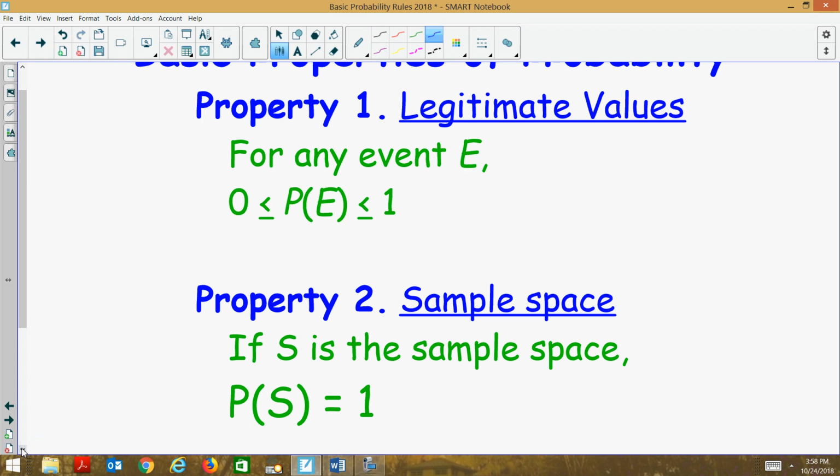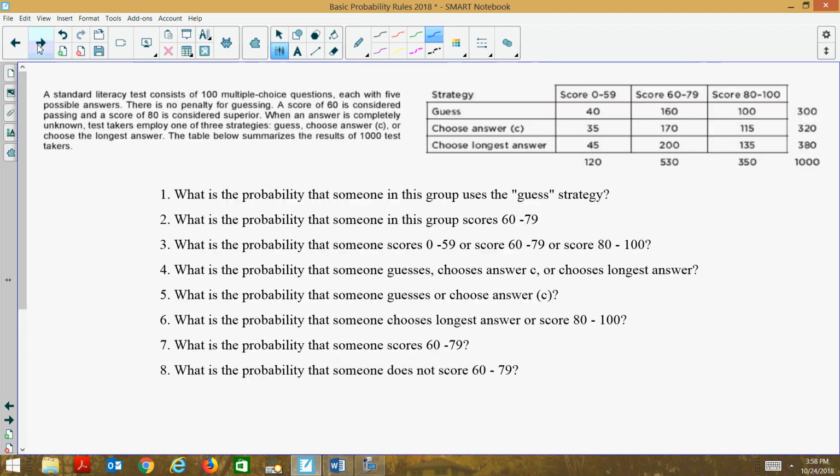The second thing is the sample space. A sample space has to add up to 100%. So if you know all of the possible outcomes, then you know 100% of what's happening in that event. Continuing with this example, we can go to a few more questions here.